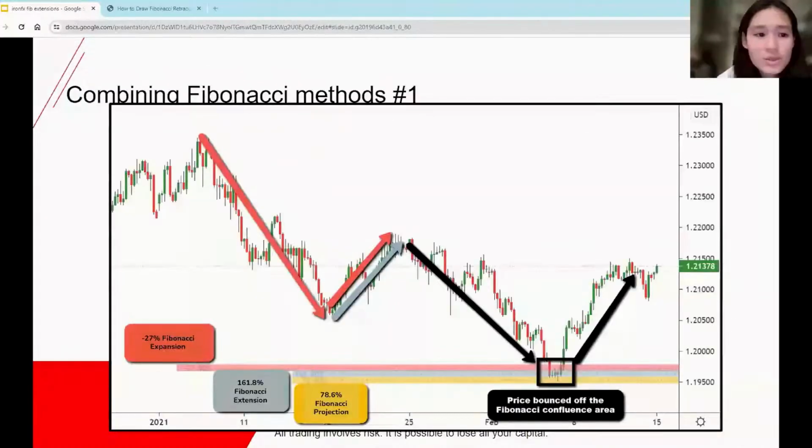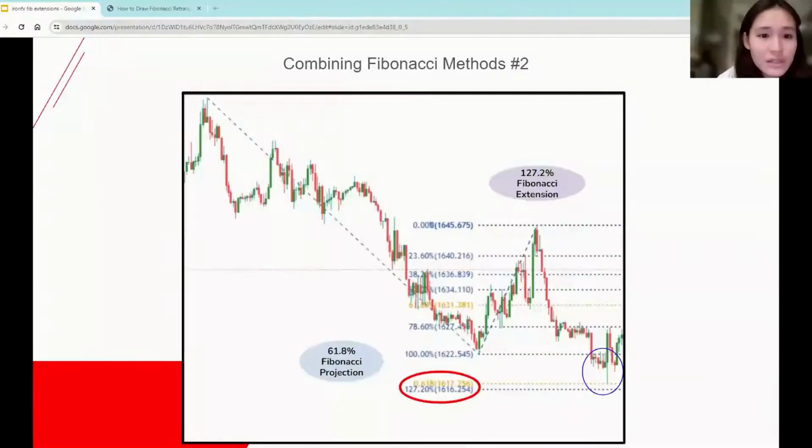Okay, so we looked at this example earlier. In this example, we have two Fibonacci methods. I mentioned earlier the Fibonacci extension, which we just went through, and the Fibonacci projection, which uses a lightning bolt symbol. So our 61.8% Fibonacci projection, like you see here, lines up with the 127.2% Fibonacci extension.